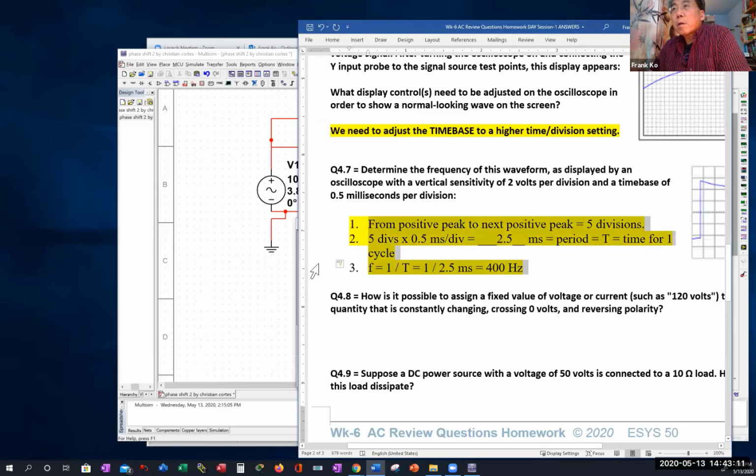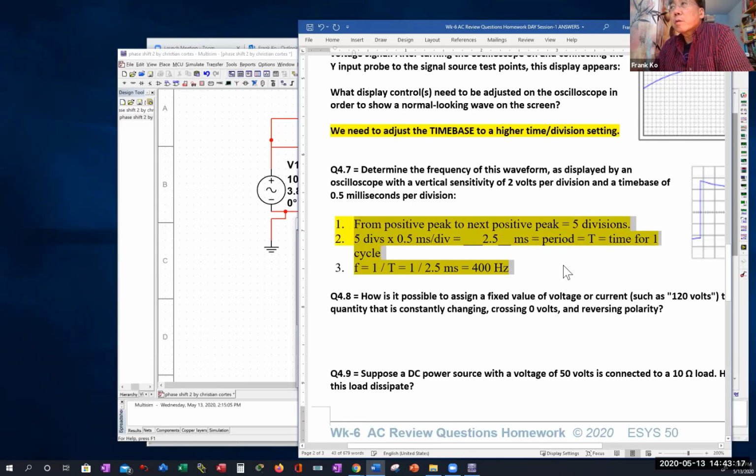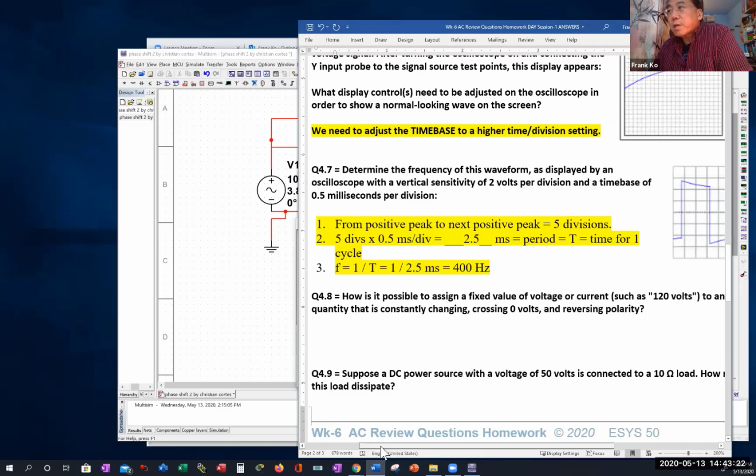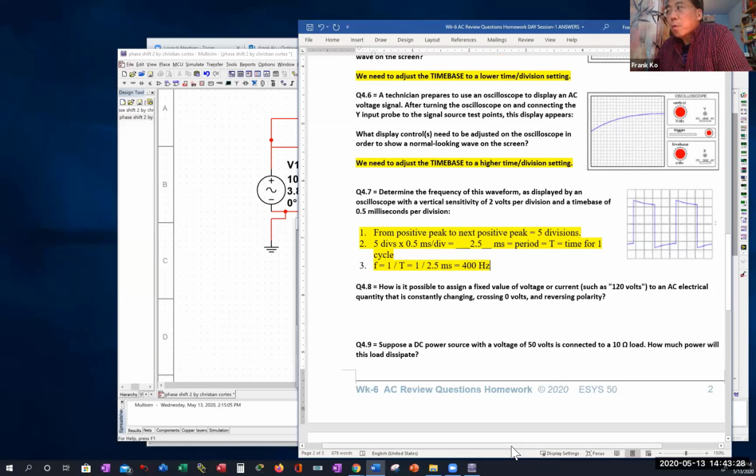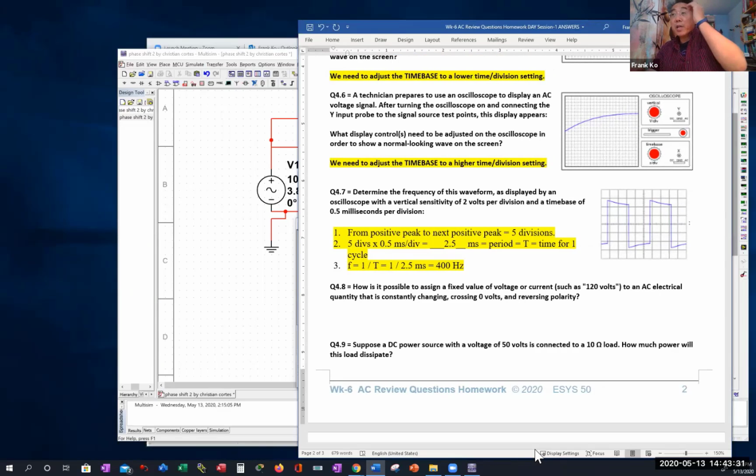Okay, now let me go ahead and put this out to here. Any questions on that? Okay, let's take a look at the next one. The next question asks you, how is it possible to assign a fixed value of voltage such as 120 volts to an AC electrical quantity that is constantly changing, crossing 0 volts and reversing polarity? How is it possible to assign a fixed value of voltage or current such as this to an AC quantity that's constantly changing?